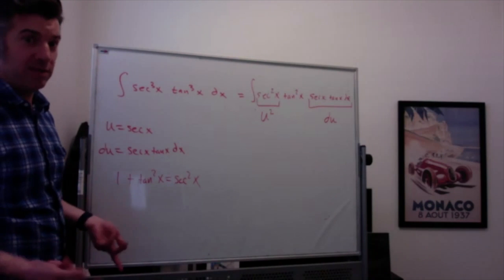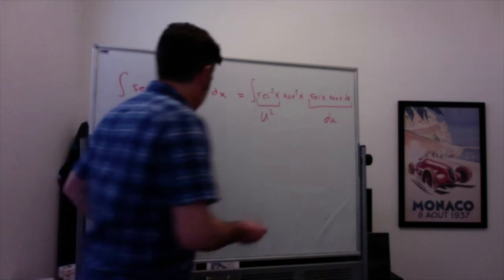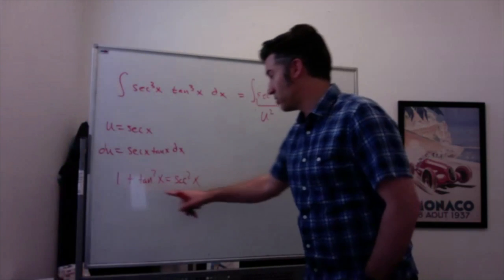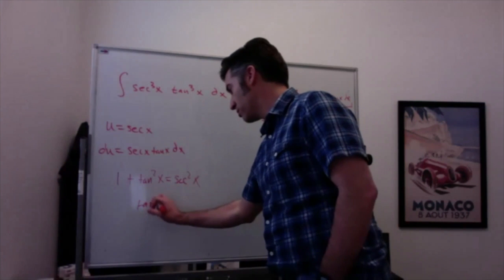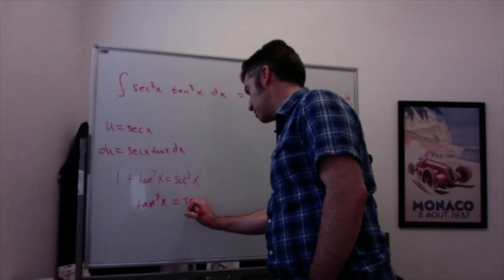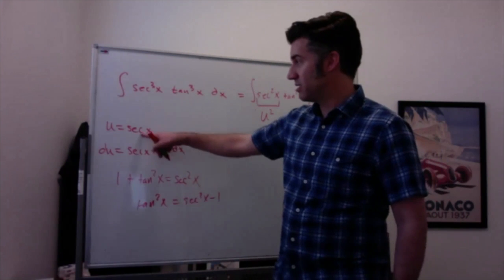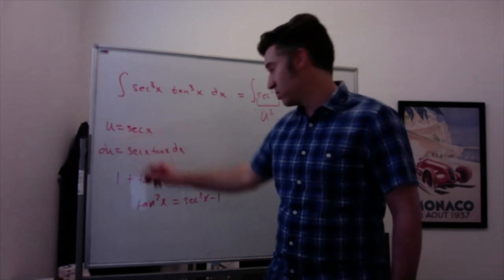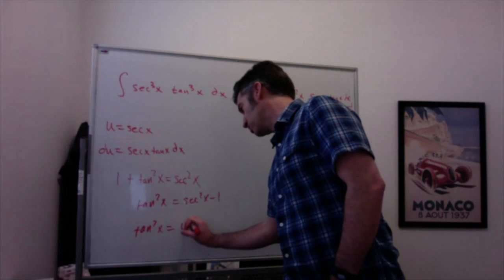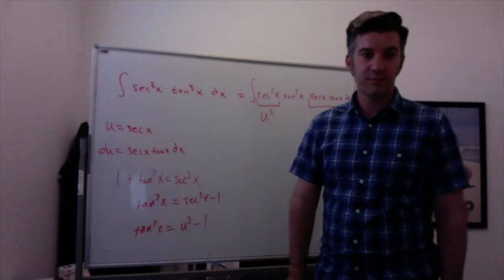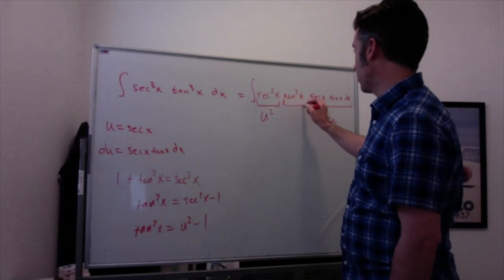If you haven't, now you have. Add tan and get sexy. Can never forget it. Anyway, 1 plus tangent squared equals secant squared. So tangent squared x equals secant squared x minus 1. But secant was our choice for u. So tangent squared x is really equal to u squared minus 1. So we plug that in for tangent squared.